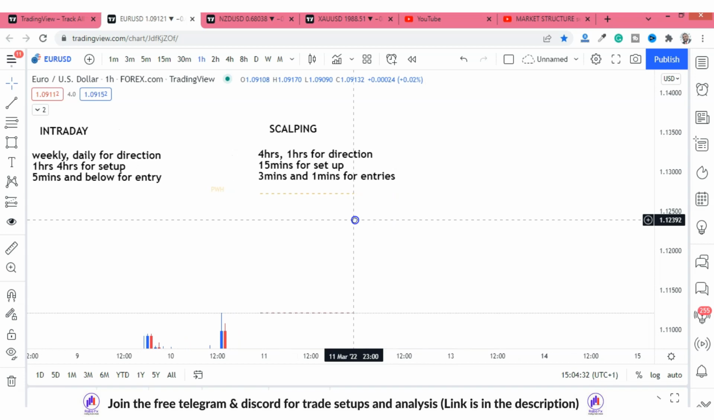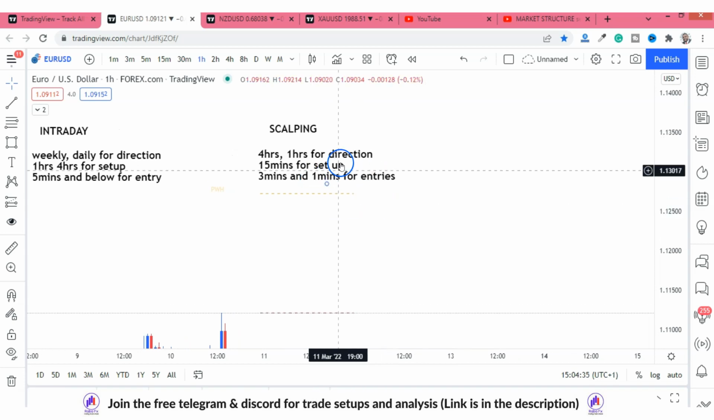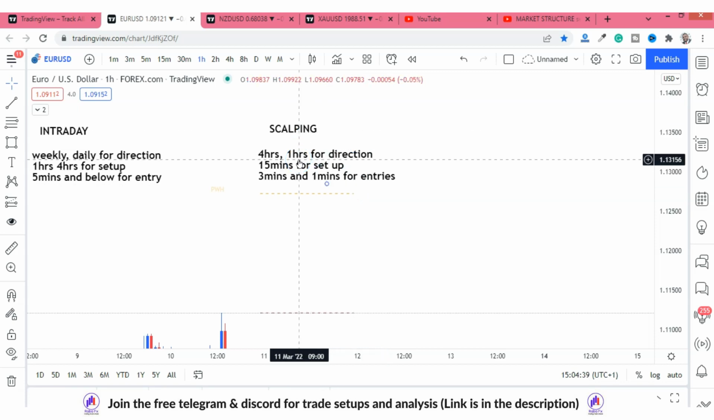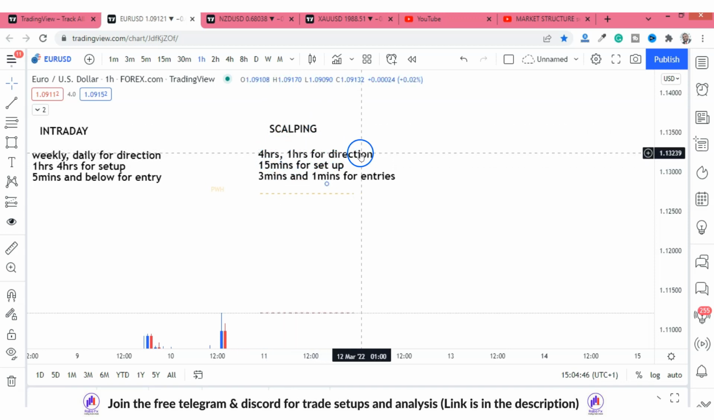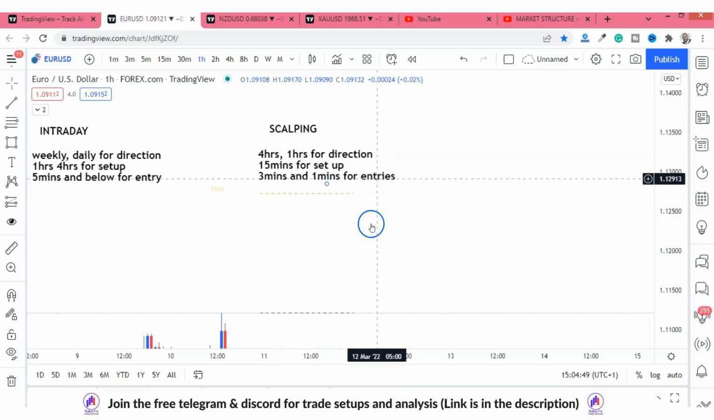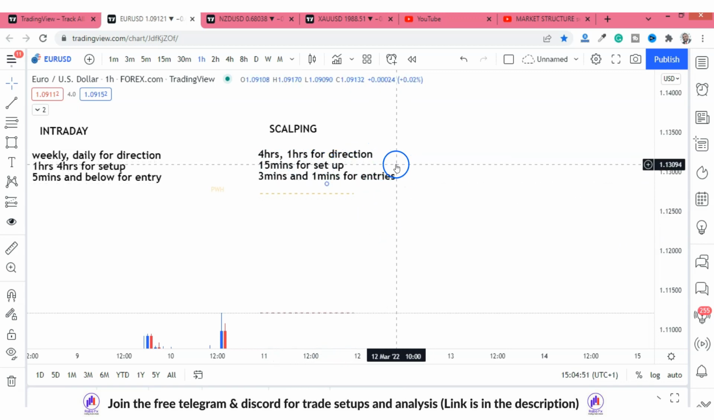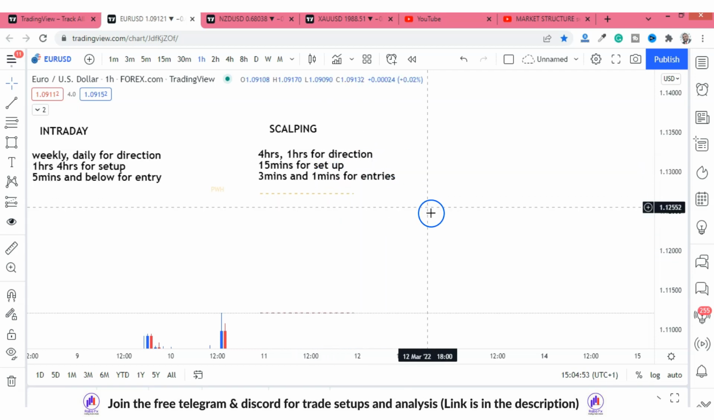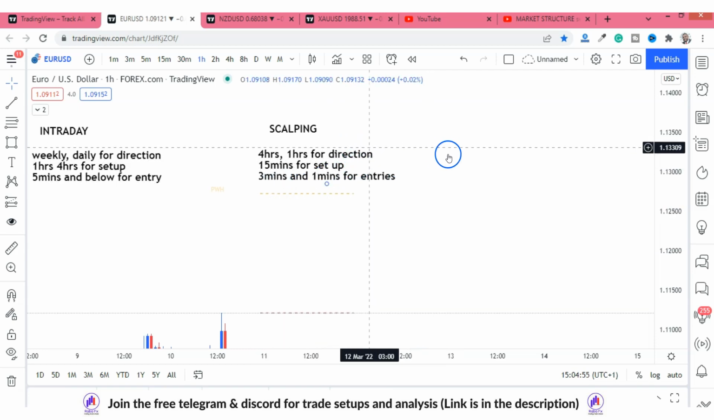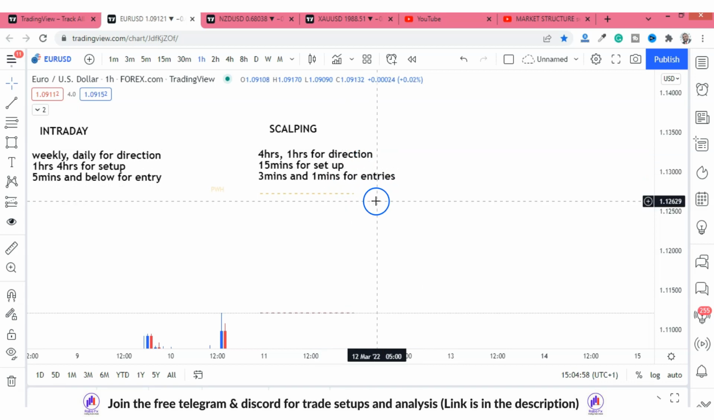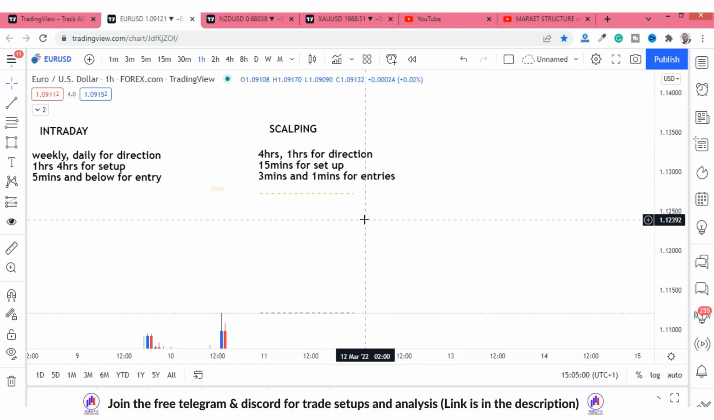5 minutes. Since we can't go back to the replay, I would only use verbal communication here. Remember, the market is fractal, and all you need to do is look for your 4 hours. 1 hour will be your direction. Your 15 minutes will be your setup, where you want price to trade into before you execute your trade. Then once price is trading within that zone, you go to your entry based time frame, which is 3 minutes, 1 minute, and so on.